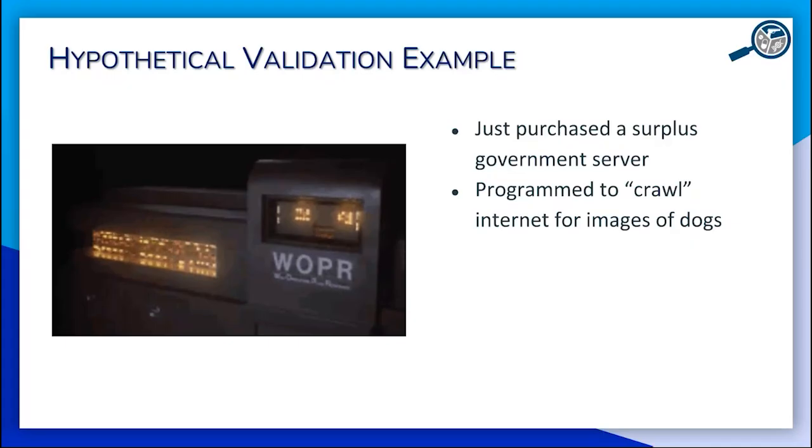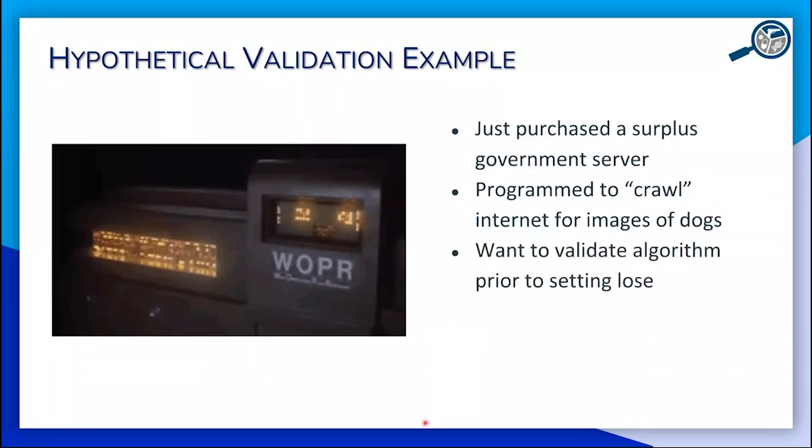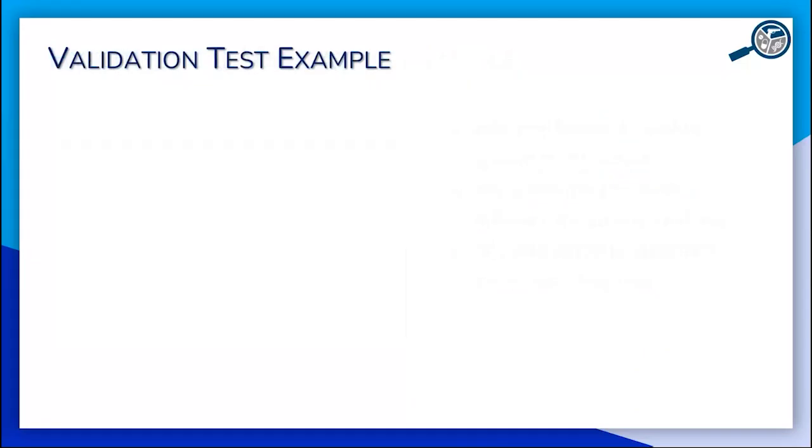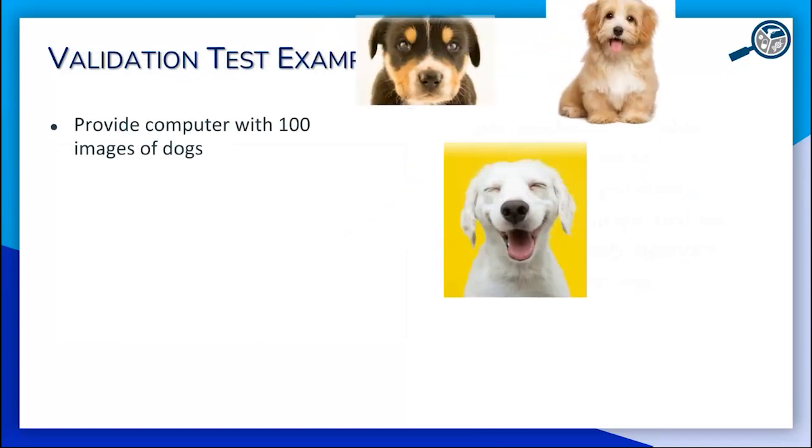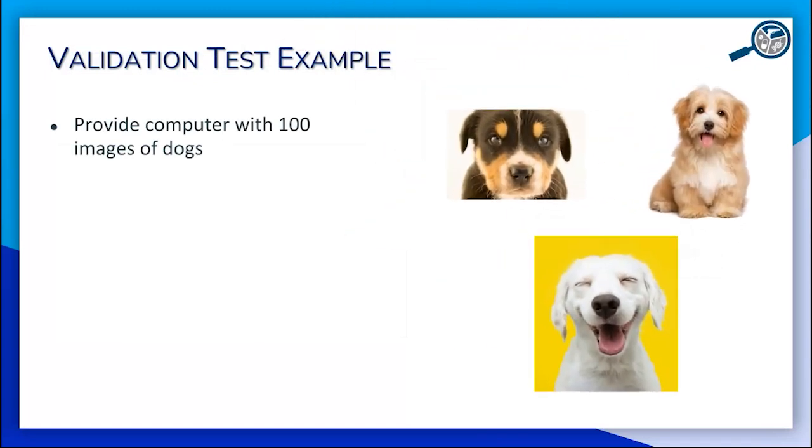But before filling up my hard drives with dog images, I wanted to do a validation test. So I'm going to validate my algorithm in the computer for that specific purpose. So how would I go about validating this instrument? Well, I think one thing obviously you need to do is provide the computer with images of dogs. So these are dog images, and I ask my algorithm to judge it. Is this a dog or not?